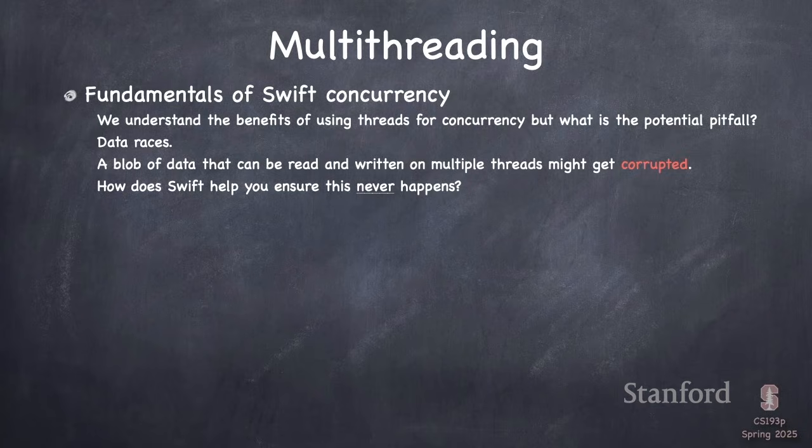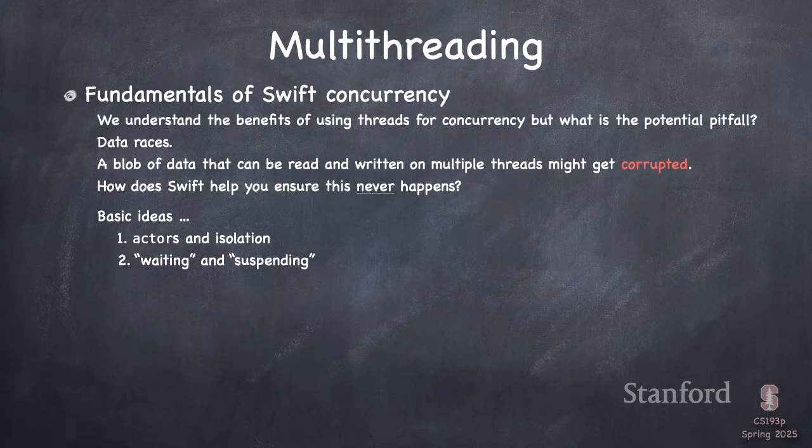So how does Swift make sure this never happens, smashed, corrupted data? There are 3 basic ideas to get your head around here, which I'm going to talk about all 3. One is actors and isolation. Actors are the fundamental way that we make sure things don't stomp on each other. Second is waiting and suspending. These are conceptual ideas where you're going to wait for your chance to go access some data, and you're going to suspend when you're waiting. And when you suspend, other things can run.